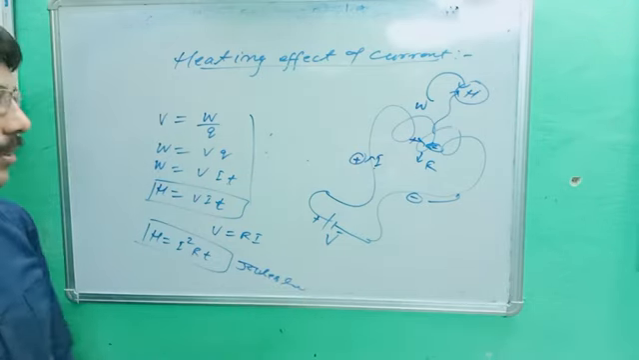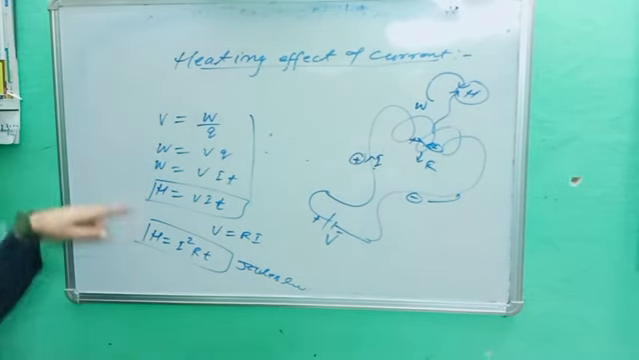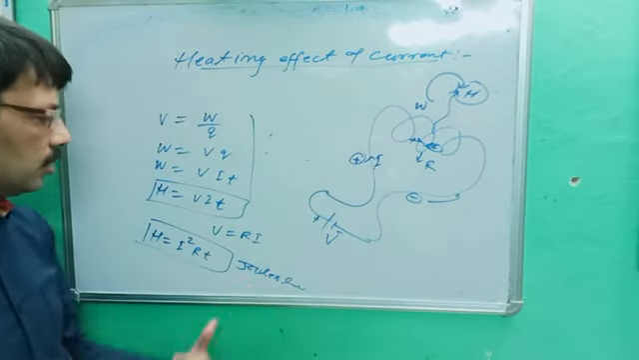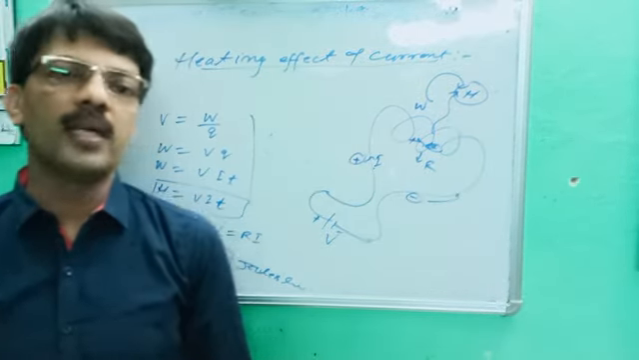This is called Joule's law of heating effect. Note the point. First formula H is equal to VIT. Second formula H is equal to I square RT. This is also called Joule's law of heating effect.